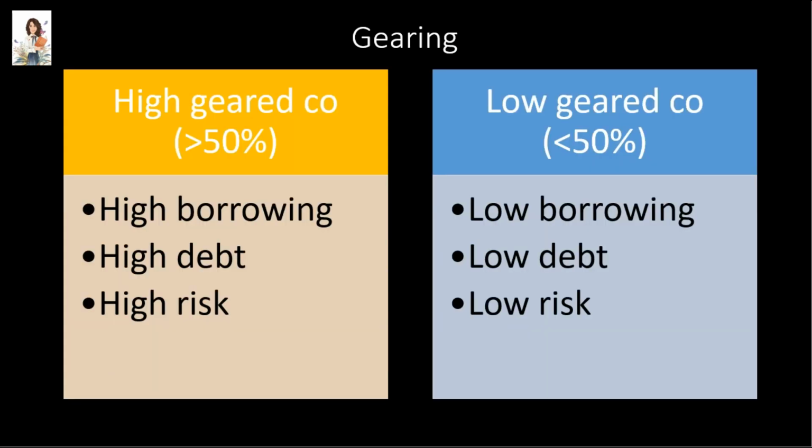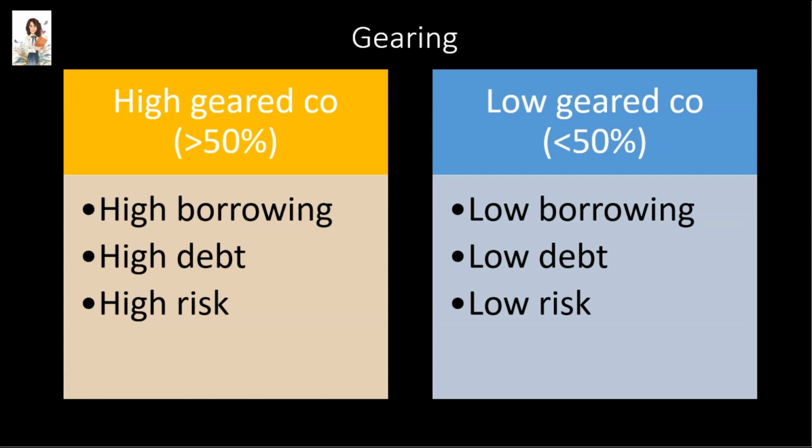A company which has a gearing ratio of greater than 50% is called highly geared, whereas a company which has a gearing ratio of less than 50% is called a low geared company. Investment in a highly geared company is more of a risk than an investment in a low geared company, because if the company is unable to service its long-term liabilities, then it may be forced into liquidation by those long-term investors. A highly geared company will also find it difficult to borrow further funds.